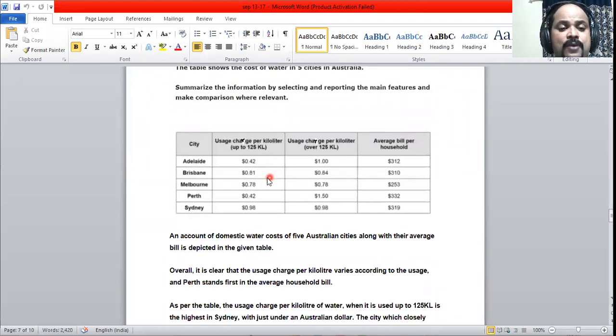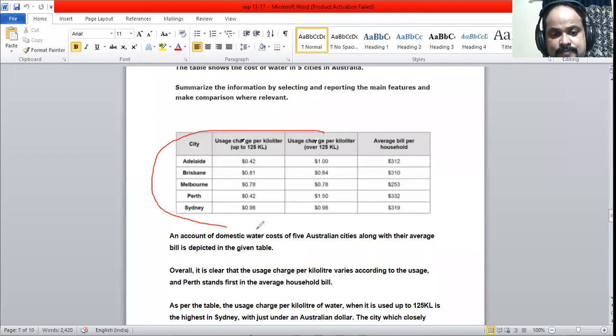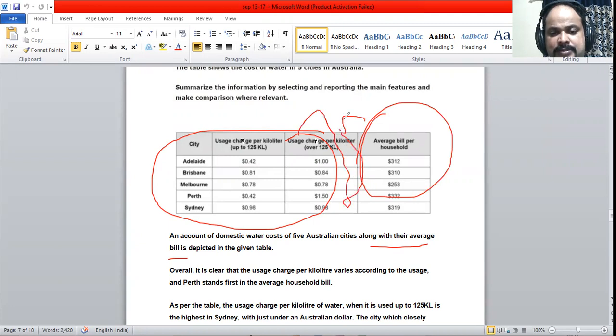And right now we are going ahead directly with the introduction. An account of domestic water costs of 5 Australian cities, along with the average bill, is depicted in the table.